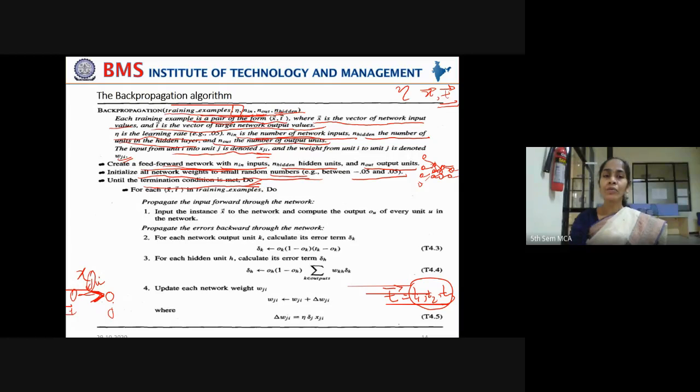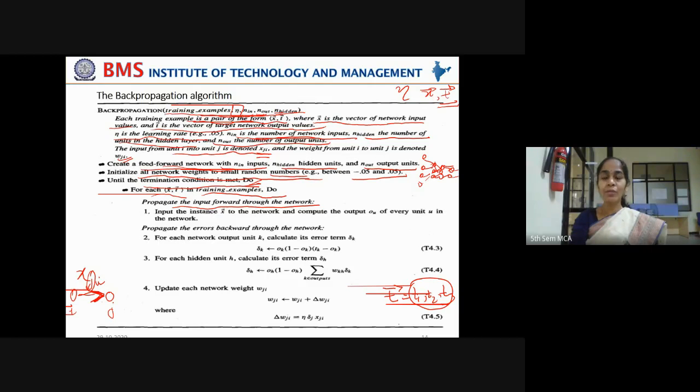See carefully. For each training example, x vector, t vector, in the training examples, do this. What? The first step is to propagate the input forward through the network. It is very simple. This algorithm is very simple. And this is a compulsory question, right? So you have to remember this.